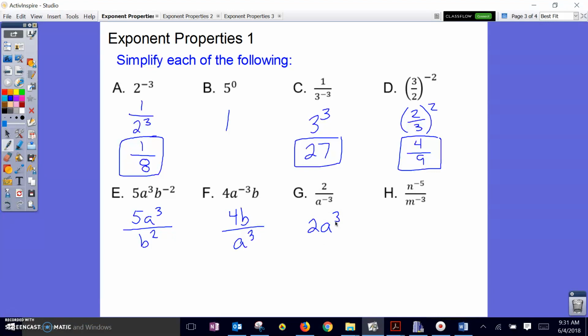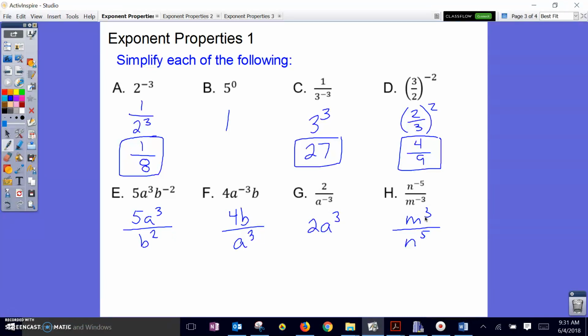And then part H, we've got n to the negative 5 over m to the negative 3. The n's, since they're in the numerator and have a negative exponent, are going to move down to the denominator. The exponent becomes positive. The m's, since they're in the denominator, are going to move up to the numerator, and the power is going to become positive. And we end up with m to the 3rd over n to the 5th.